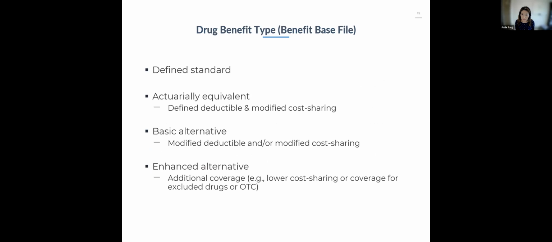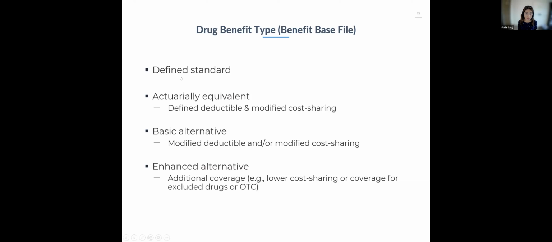Now, what's in the base file is plan benefit information, right? The benefit information is provided in 4 categories, and I sometimes put the first 3 groups together into one category because these all have the same value as standard benefits.